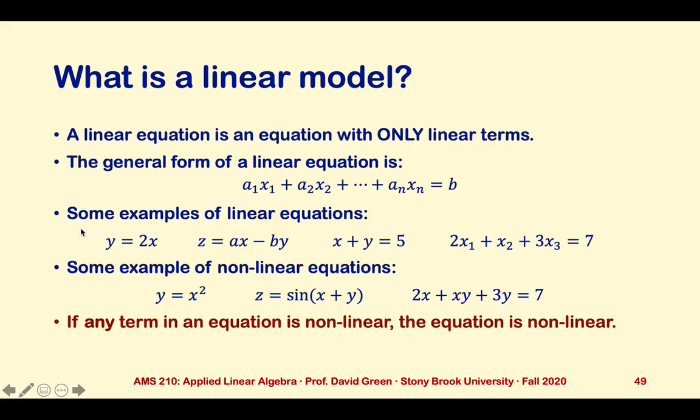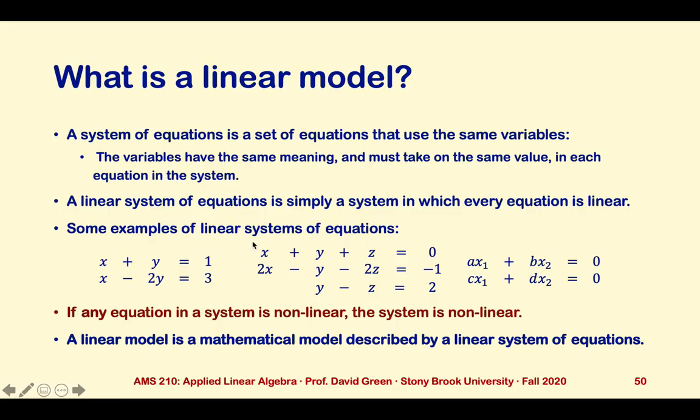Perhaps the best way to demonstrate what a linear equation is is to show you some things that are not linear. y equals x squared. x squared is not a linear term, so this is not a linear equation. z equals sine of x plus y. Sine breaks the linearity, so nonlinear. 2x plus xy plus 3y equals 7. x times y is a nonlinear term. It's a product of 2 variables, so this is nonlinear. If any term in an equation is nonlinear, the equation is nonlinear.